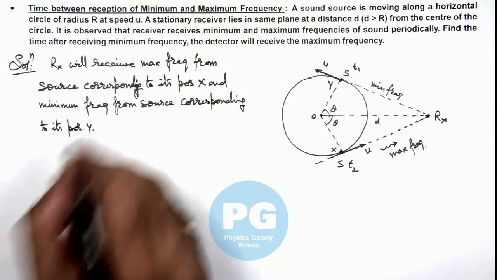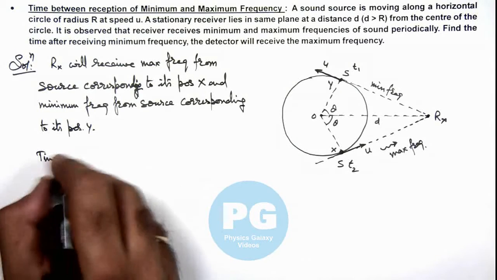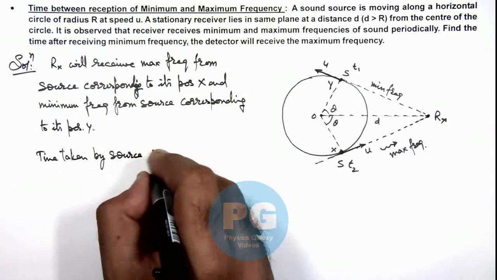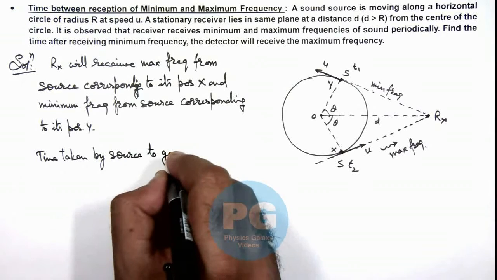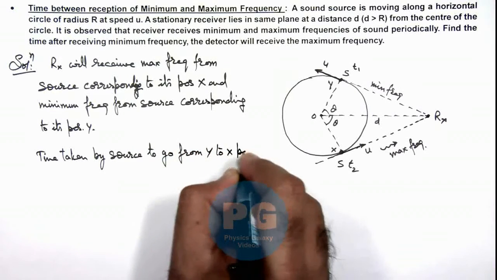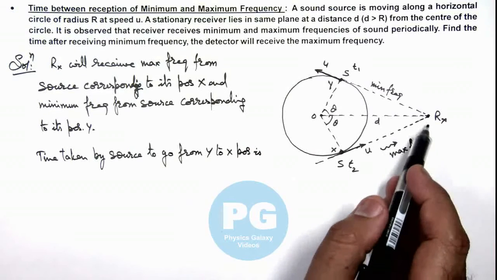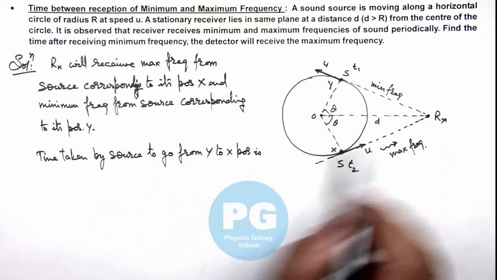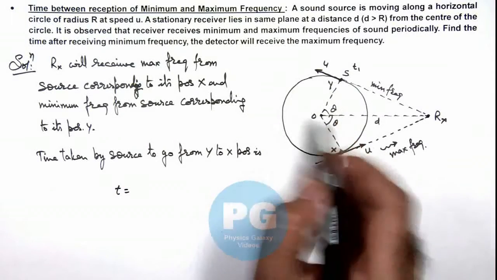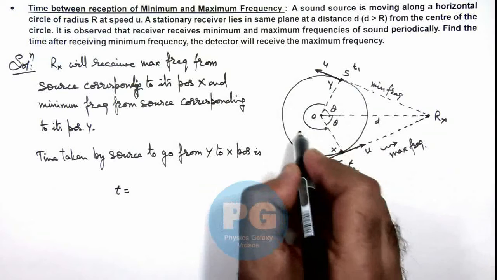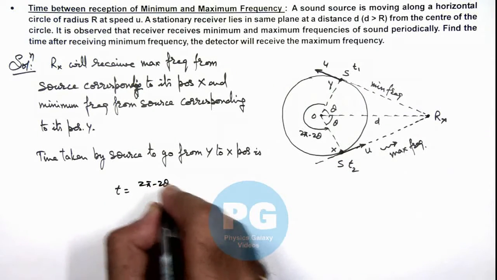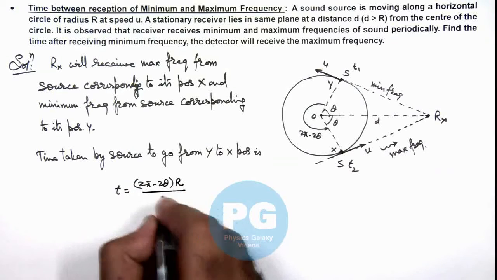So here we can write the time taken by the source to go from y to x position is, this is the time after which the receiver will receive maximum frequency after it receives minimum frequency. This time we can simply write as, the angle traversed by the source here is 2 pi minus 2 theta. So we can write it as 2 pi minus 2 theta multiplied by r divided by u.